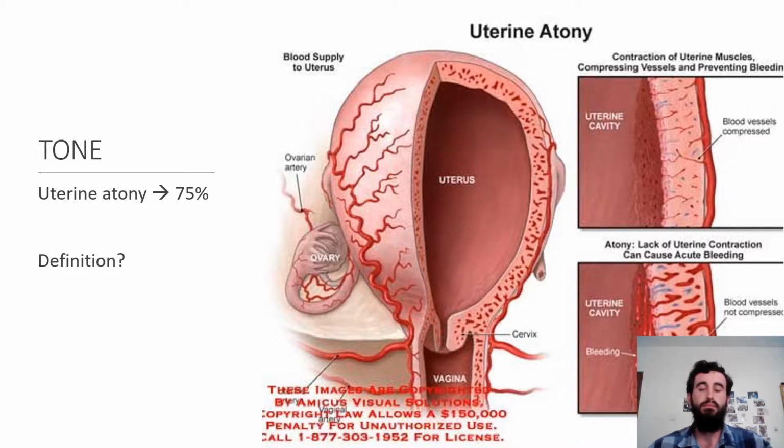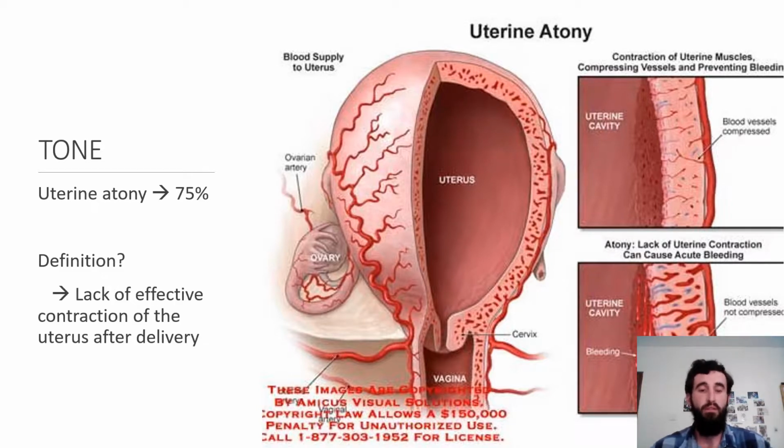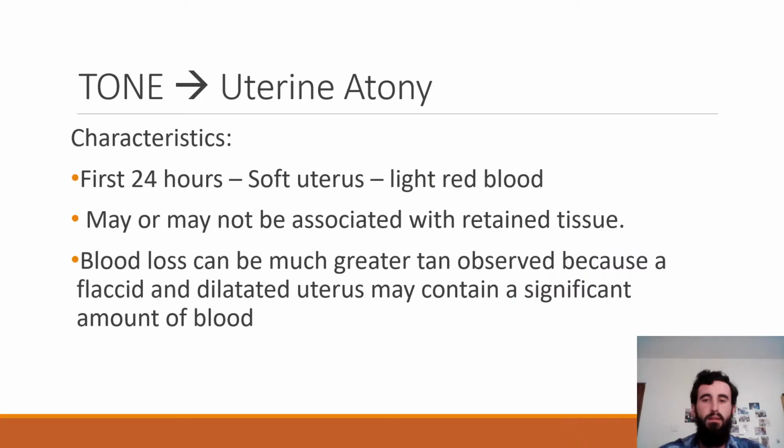Now, the definition is the lack of effective contraction of the uterus after the delivery. As we saw, one of the hemostasis mechanisms was the mechanical factor, that is the compression of the blood vessels. So when we don't have a good contraction of the uterus, these vessels will remain open and we can bleed a lot. So the characteristic of the uterine atony is that it's mainly in the first 24 hours.